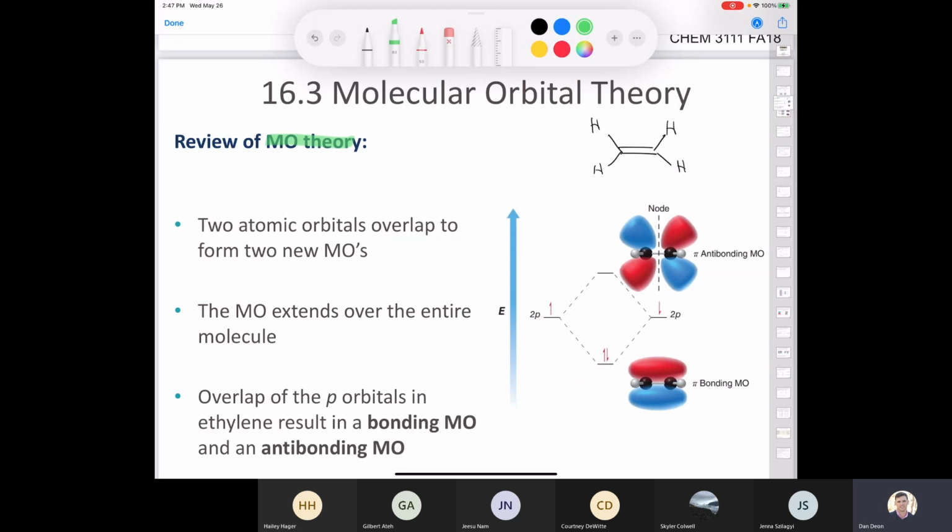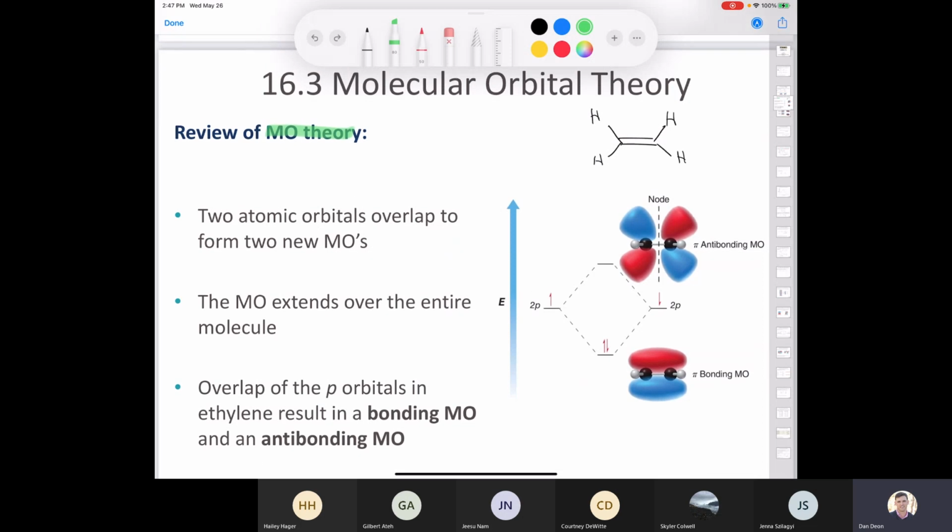Okay, so just a little bit of a review. Let's say we have ethylene, and you know that there's a pi bond in ethylene. Well, what's that pi bond made of? It's made of the overlap of two p orbitals, right? So two atomic orbitals, two p orbitals. And for every atomic orbital that we have, we can create a molecular orbital. So since I have two atomic p orbitals in the pi bond of ethylene, I can make two molecular orbitals. I'm going to have one that's a bonding molecular orbital and another one that's an anti-bonding molecular orbital. The bonding molecular orbital will be lower in energy than the anti-bonding molecular orbital.